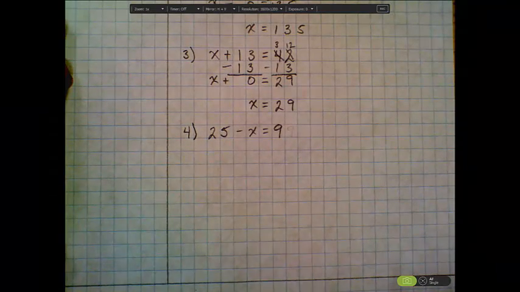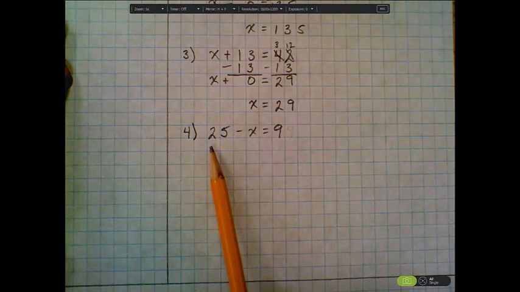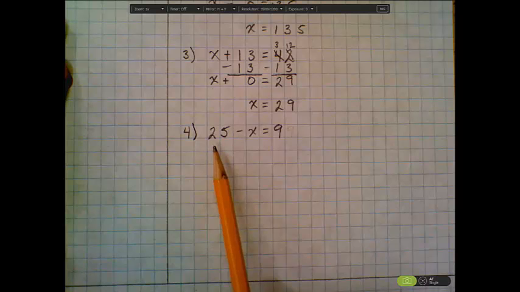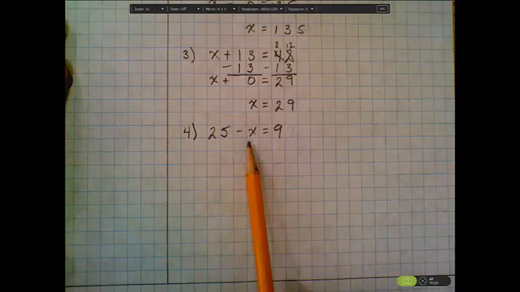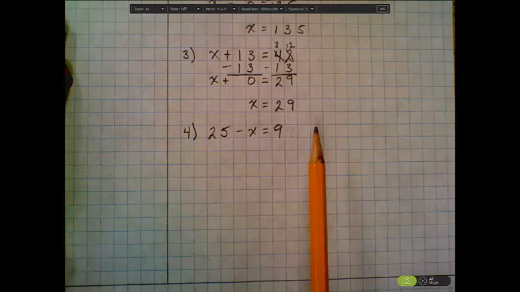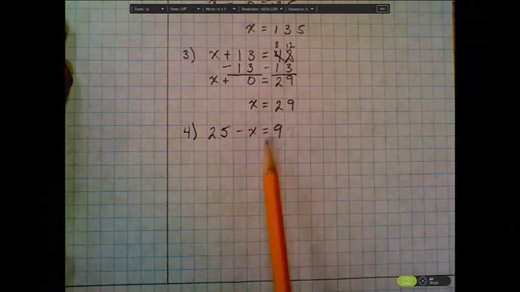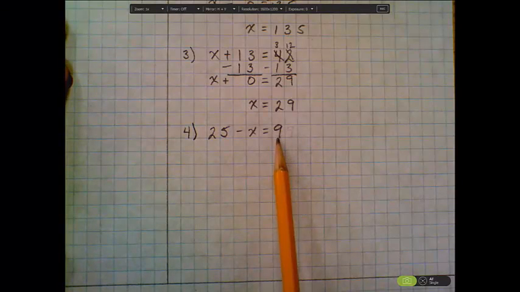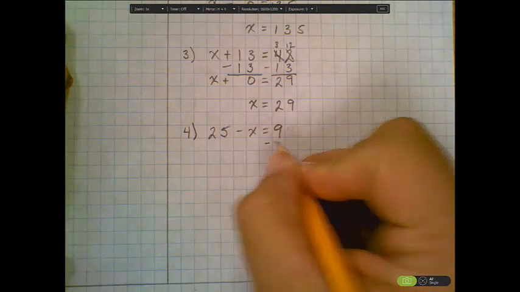Okay, this is our last sample problem that I've written down here. It's a little bit different than the other ones because this time we have a minus x and we're subtracting x, which means we're going to have to actually have two steps in our problem to solve this correctly. The first step is we're going to move or subtract the constant, the 9, from this side over to this side. So we're going to subtract 9 from both sides.